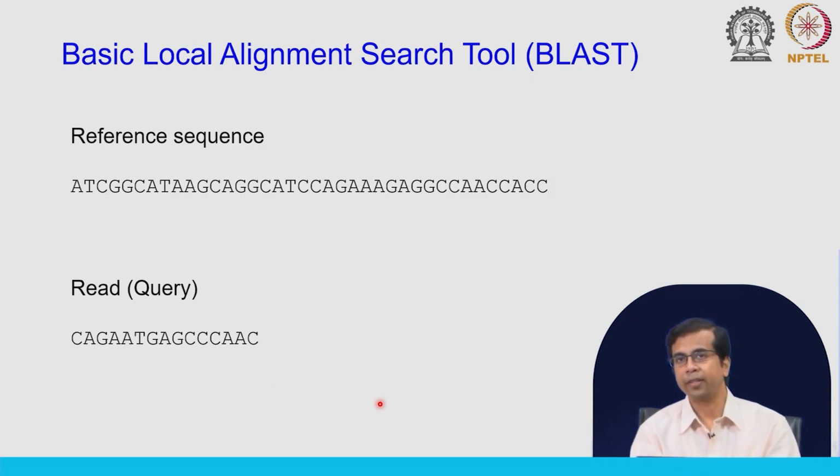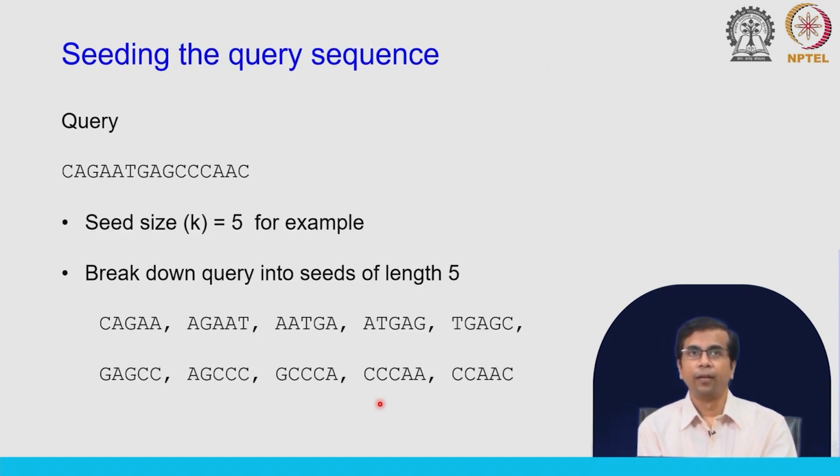Again, we come back to the same example, we have the reference and the query. Here the query is the read sequence. The first step is to break down this query into seeds. We can choose different seed lengths, which we denote by k. We can take k equals 5, for example, in this example here, but you can choose a different k. So, we are breaking down this query into seeds of length 5.